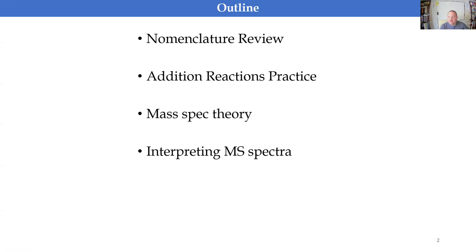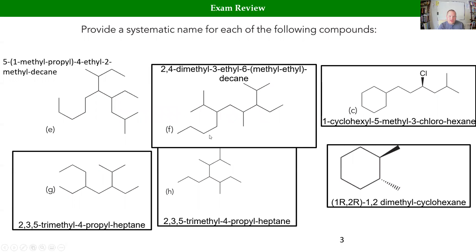And let me make sure I've got the chat going too. But first, I did go through and post the key to those nomenclature problems. Tried to keep it as legible as possible. There's a couple of them where the direction that you count winds up changing what your name is. You can count decane two different ways, but the best way to count it is the way that keeps your branches as simple as possible.